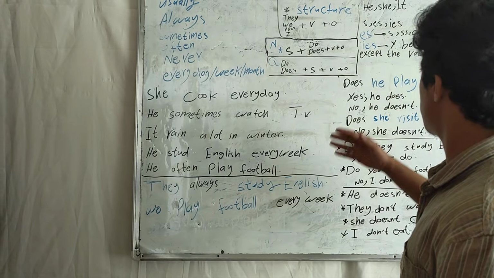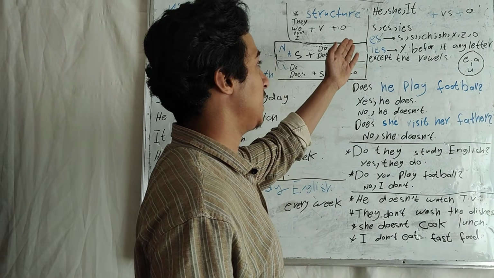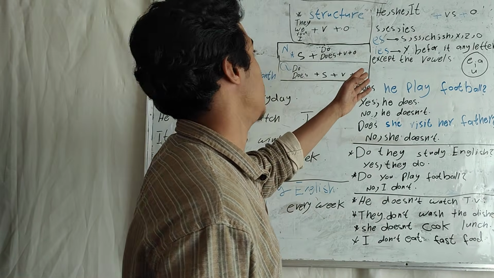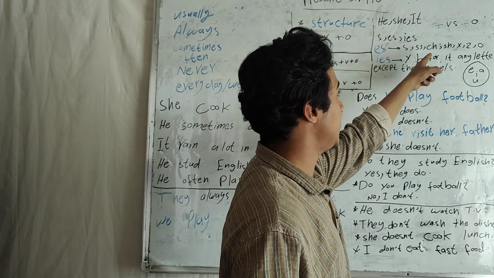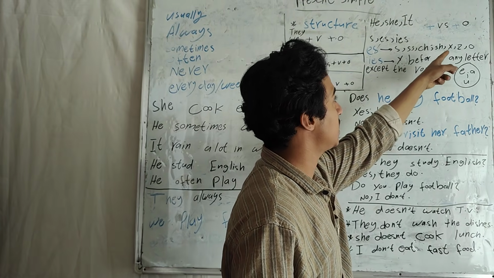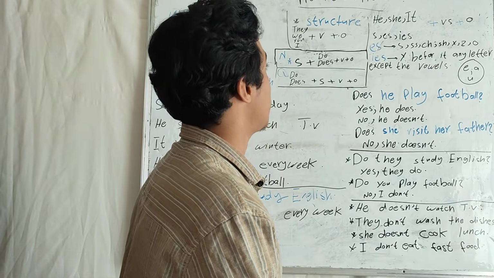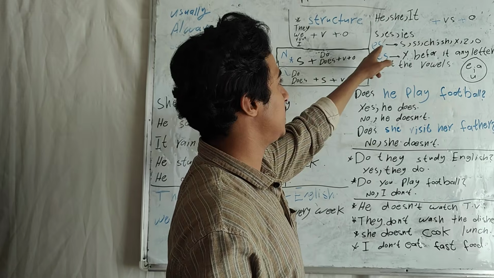Okay. What about the es, guys? The es we add to the verb if the last letter of the verb is s, ss, ch, sh, z, x, and o. If the last letter is one of those letters, we're going to add es.